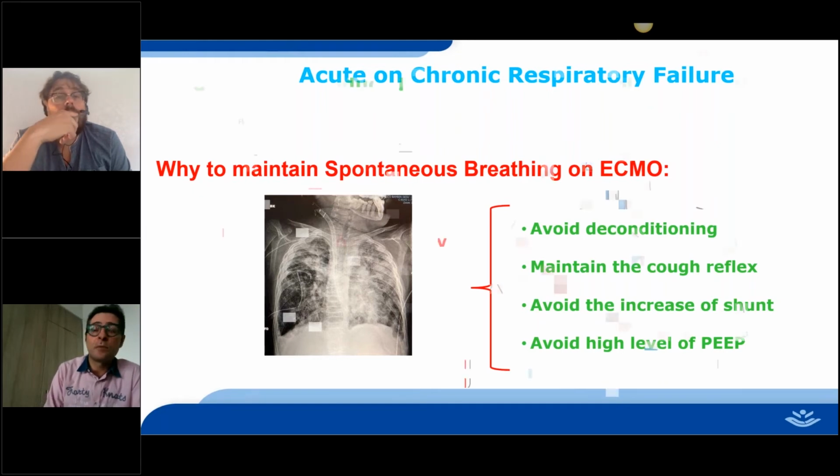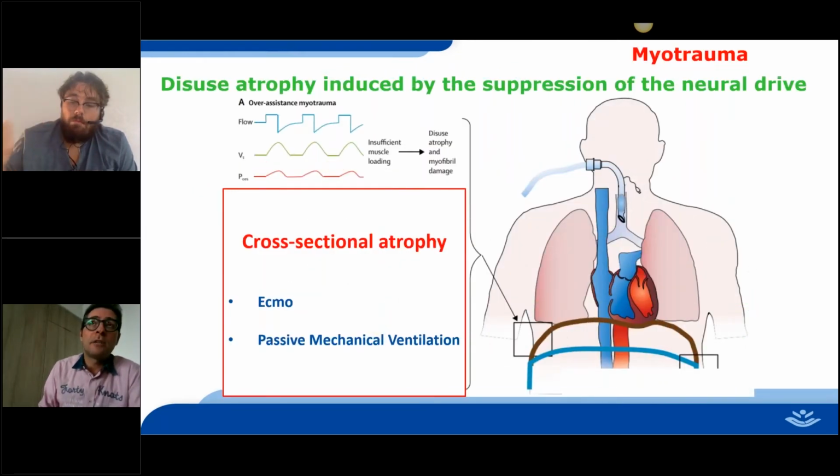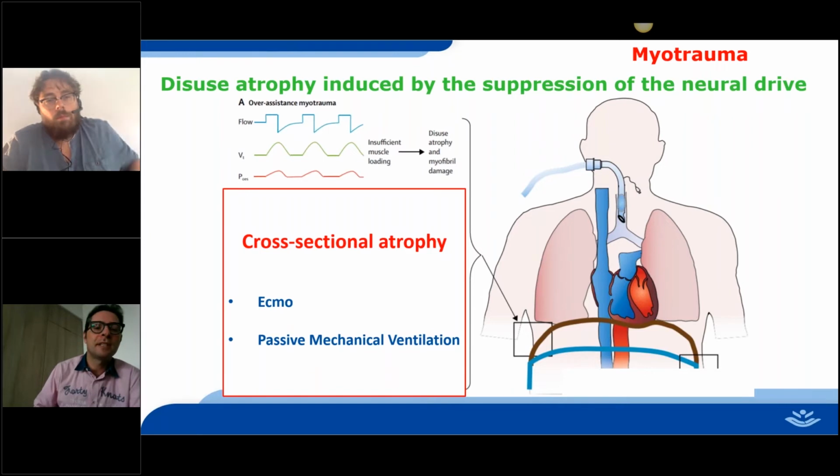And there are several reasons why we do this. One is because we have in mind that we want to avoid the diaphragm myotrauma, we want to avoid also the disuse atrophy induced by the suppression of the neural effort. If we set our ECMO pump making an over-assisted patient, as well as if we over-assist with mechanical ventilation, our patient will not breathe spontaneously, so it will be over-assisted. Over-assist is always associated to cross-sectional atrophy.